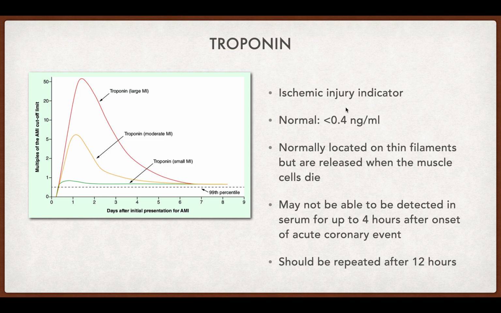So if you have a myocardial infarction, your blood test will show higher levels of troponin, and they may not be detected in the serum for like 4 hours after onset. So you have to repeat them every 12 hours to make absolutely sure. So this is the chart. This is the amounts of troponin released. The first couple of days, there's going to be a huge spike in troponin that eventually tapers off after 7 days. And the normal value is less than 0.4 nanograms per milliliter of blood.